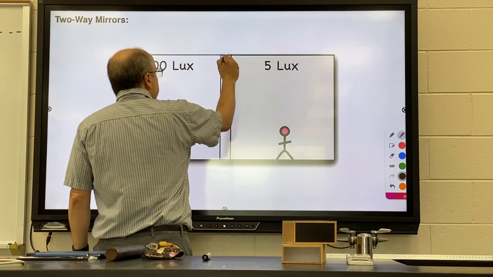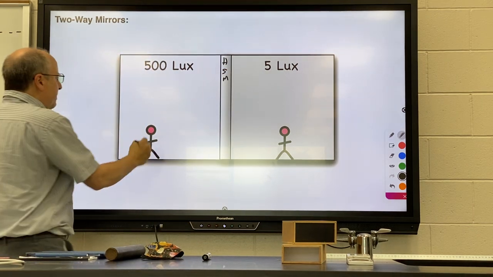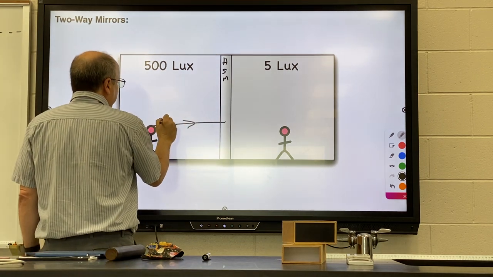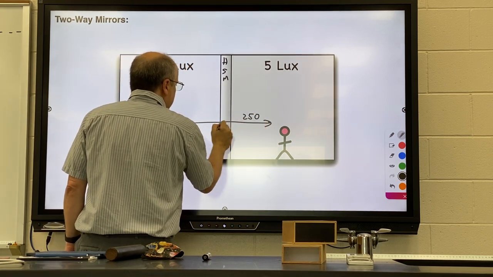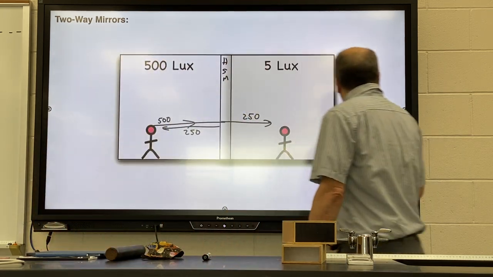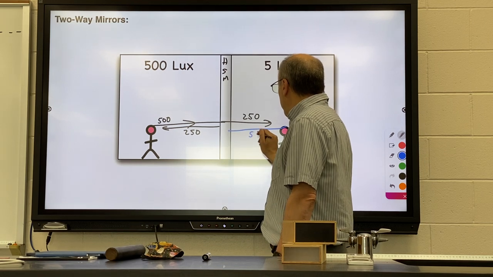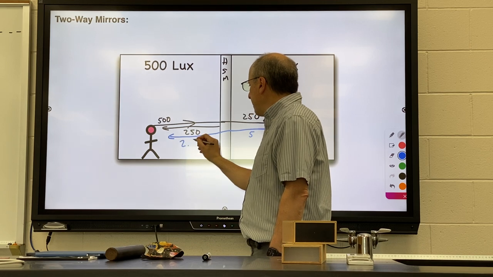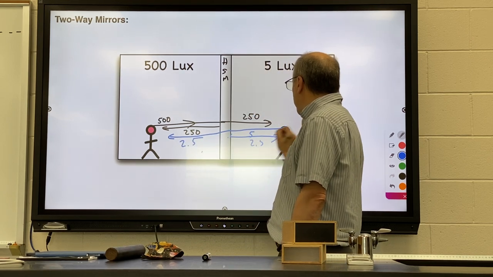The half-silvered mirror is right there. And what's going to happen is the light coming from the guy, if we said it had a strength of 500, half of it would make it through. Half of it would reflect back. Okay, and then when we look at the other guy, half of his light will go through, and half of his light will bounce back.